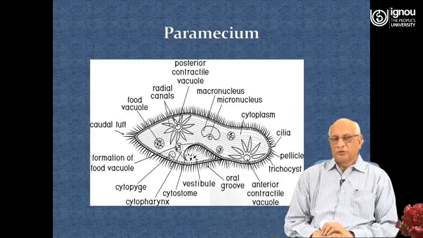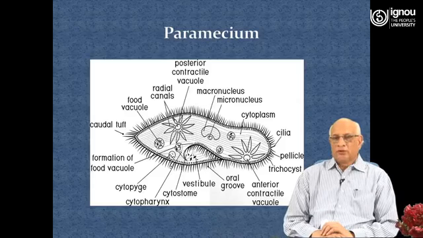Now come to the structure. It is commonly known as slipper animalcule due to the shape of the animal. The body covering is the pellicle. The protoplasm is divided into two parts, ectoplasm and endoplasm.